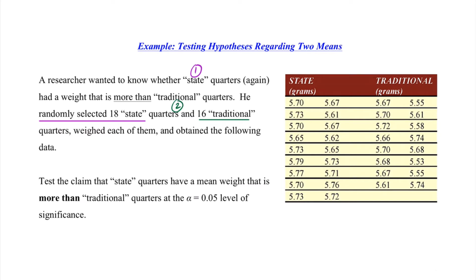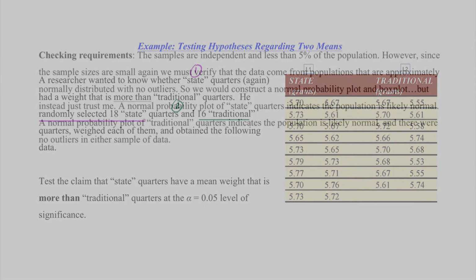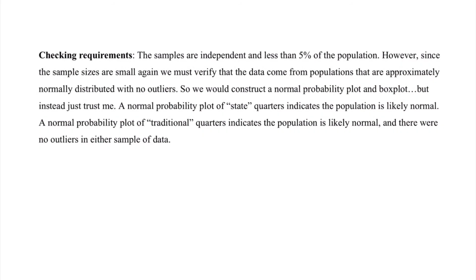Well, first, we're going to throw the state quarter data into our L1 and our traditional quarter data into L2. And once we have that taken care of, we're going to go ahead and check for the requirements to make sure we can conduct the test, but we'll go a bit quickly through that if you want to trust me. We have independent samples. The sample sizes are small, so that means we have to verify the data come from populations that are approximately normally distributed. So that means we would construct a normal probability plot like we've done before, and a box plot, but instead of going through all that, if you don't mind trusting me, we'll move on.